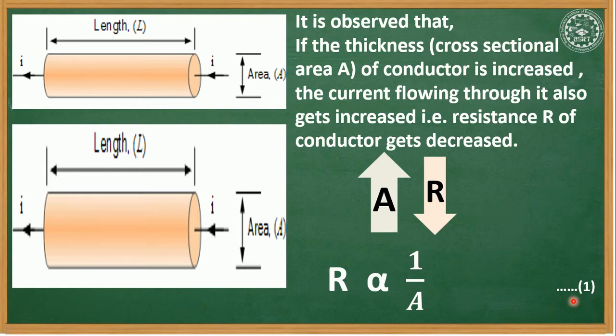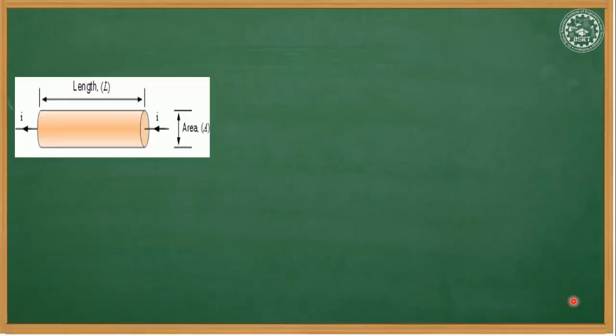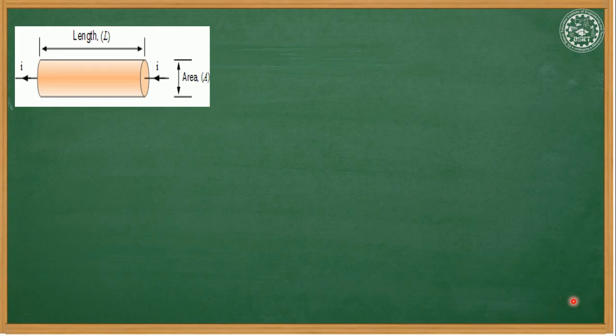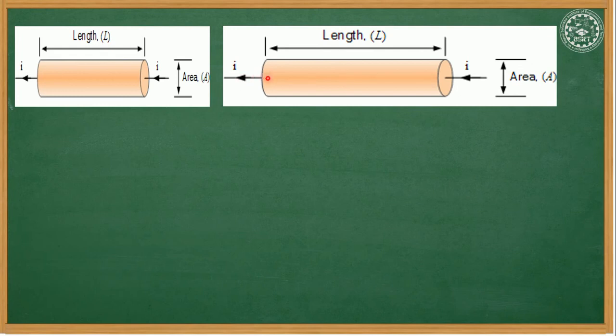So this is one type of situation. Let us see another situation. Suppose we increase the length of this conductor and keep the cross-sectional area as it is. Means in this situation, we have increased the length of the conductor and have kept the cross-sectional area constant. In this situation, what happens with the resistance?